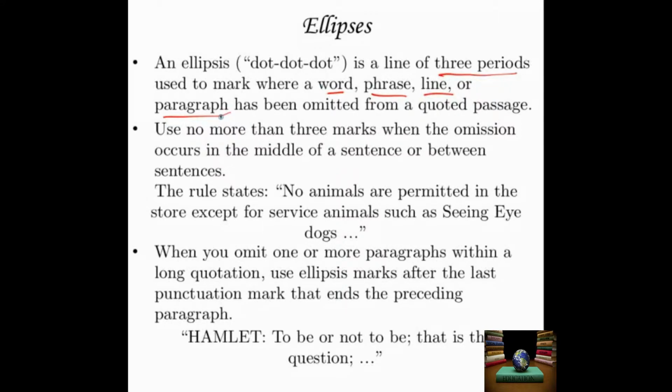When you're using an ellipsis, in general, use no more than 3 marks when the omission occurs in the middle of a sentence or between sentences. Sometimes you can get away with 4 in some styles, check your style guide, but as a rule, just use 3.